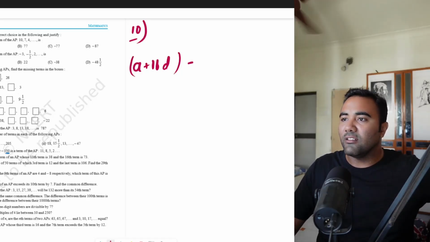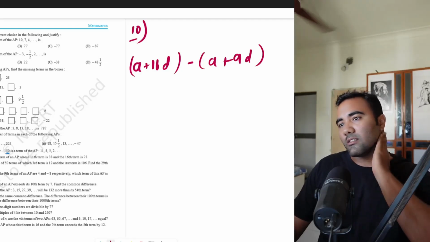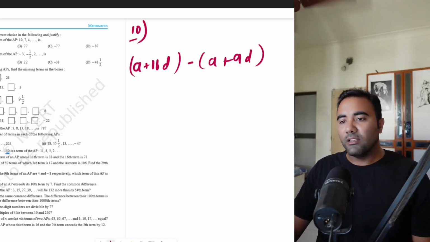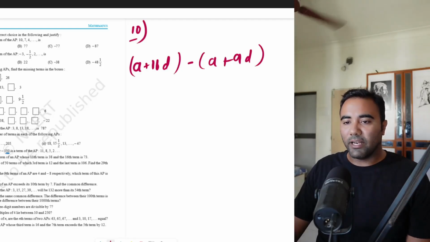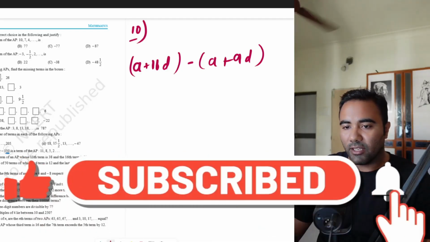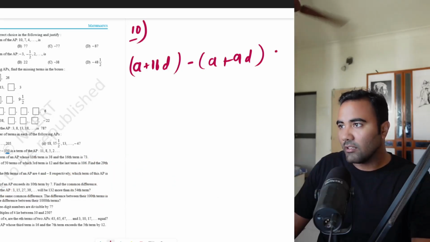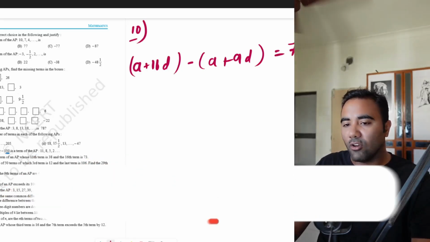Exceeds the 10th term. How do you write the 10th term? A plus 9d. This is the 10th term. A plus 16d, subtract a plus 9d. The 17th term of an AP exceeds its 10th term by 7. Find the common difference.